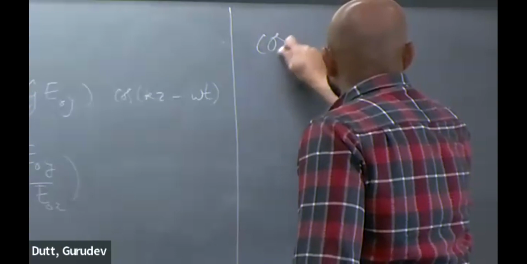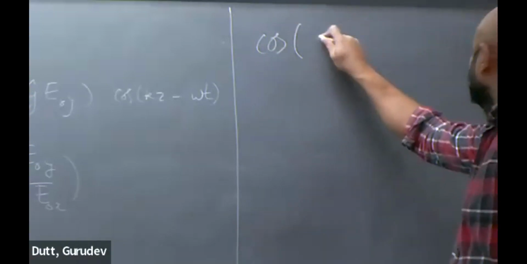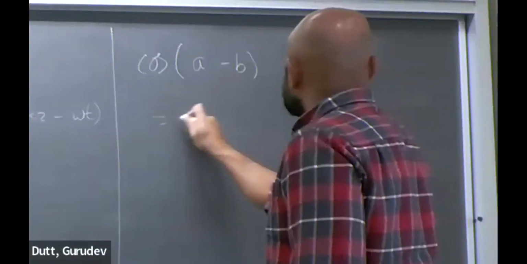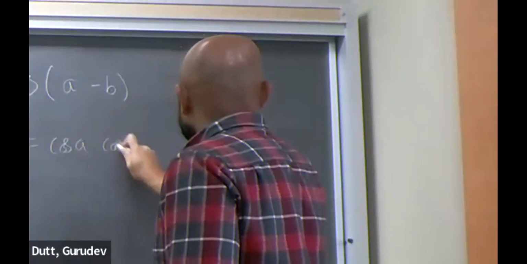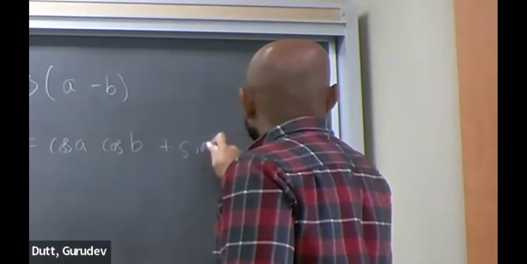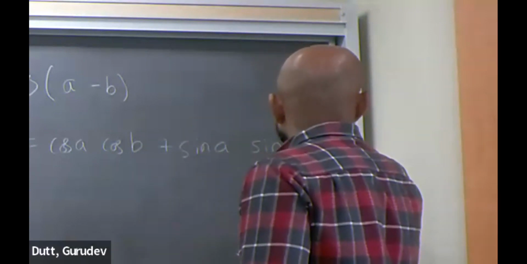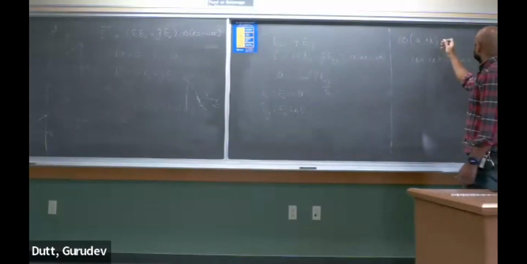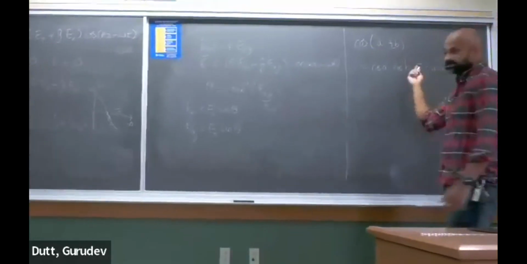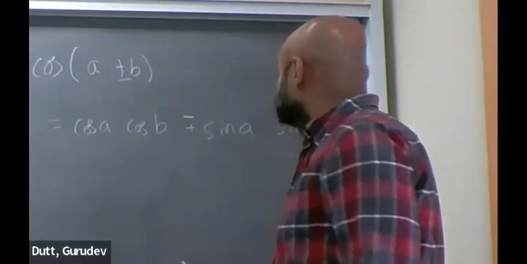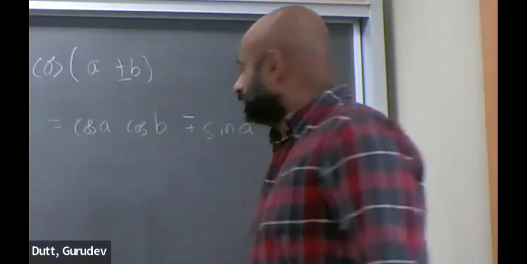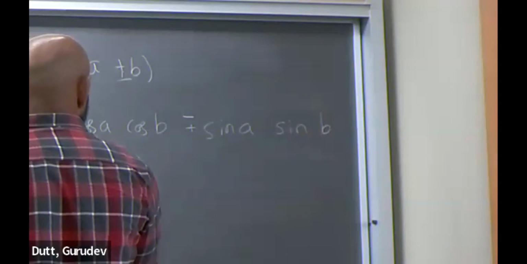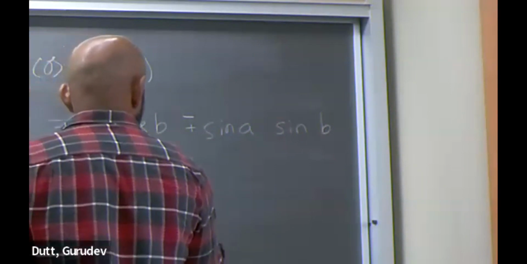If I have some function cosine of A minus B, then this is cosine A cosine B plus sine A sine B. Or if I have a plus sign here, then this becomes a minus sign over here. So we can do plus minus here equal to minus plus in this difference between those two cosine terms. So what we had in that earlier expression is cosine of kz minus omega t plus epsilon.